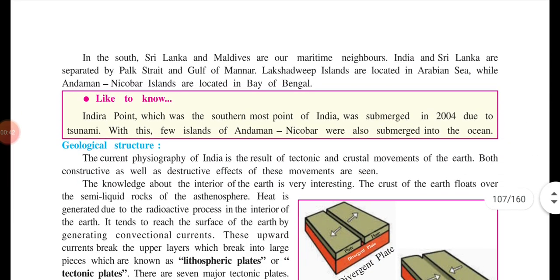In the south, Sri Lanka and Maldives are our maritime, or we can say the seaside, neighbors. India and Sri Lanka are separated by the Palk Strait and Gulf of Mannar. Lakshadweep Islands are located in the Arabian Sea, while Andaman and Nicobar Islands are located in the Bay of Bengal. So these are the neighboring countries of our India.